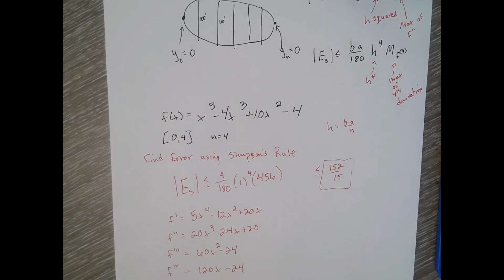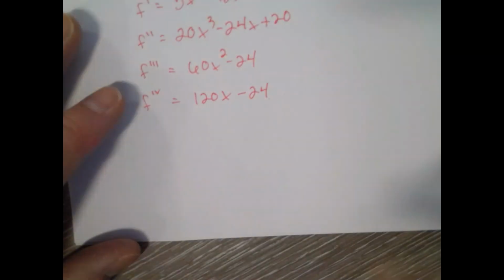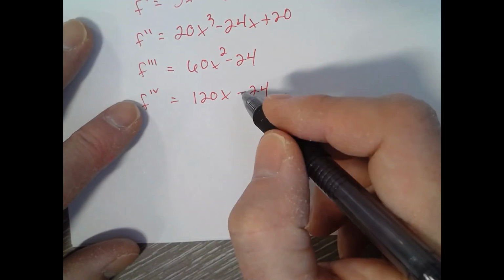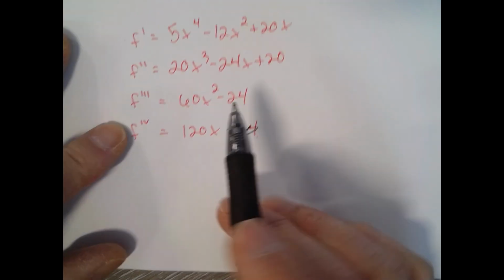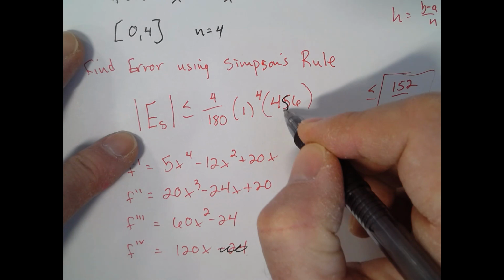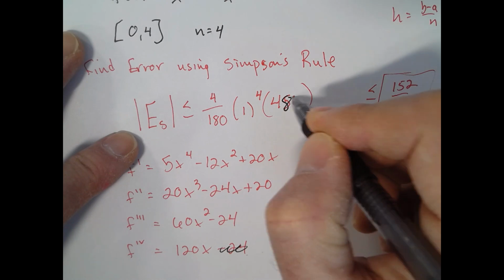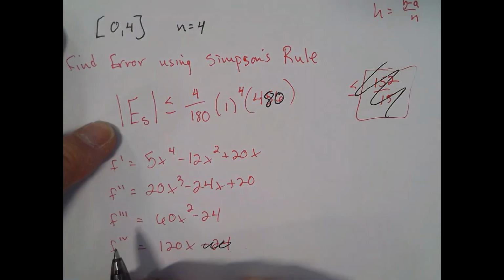I have a quick question. Yep. Why do you keep the minus 24 for the fourth derivative? Oh, did I forget to get rid of it? Oh, thank you. Yeah, sorry, I shouldn't have. Just a mistake on my part. So that's 0, so it's 120x. If I plug in 4, I get 480. So this should be 480, and then over 180, so whatever that turns out to be. 480 times 4. I wasn't sure if you meant to do that or not. I didn't mean to, no.